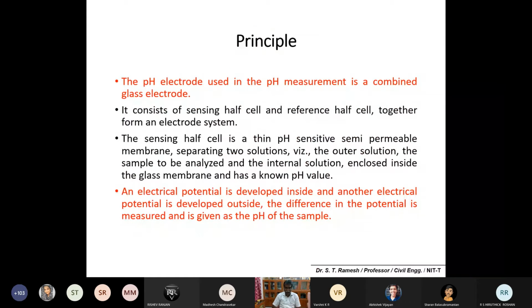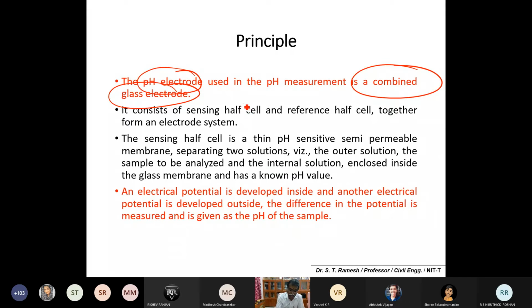Okay. So pH you would have already come across in the first year, the pH principle and how to measure the pH. pH is measured using a pH electrode, a combined glass electrode. Please make a note on this, it is important. The combined glass electrode consists of a sensing half cell and a reference half cell together forming an electrode system. Please make a note, these 2 points are important.